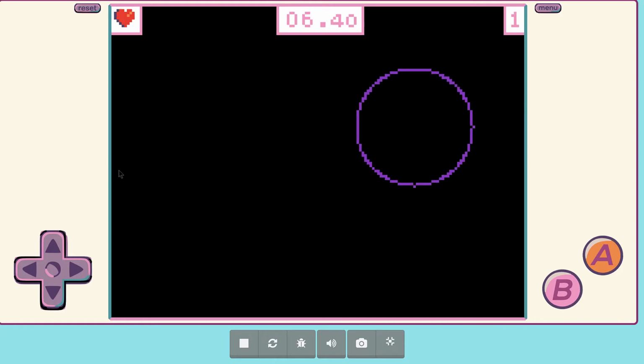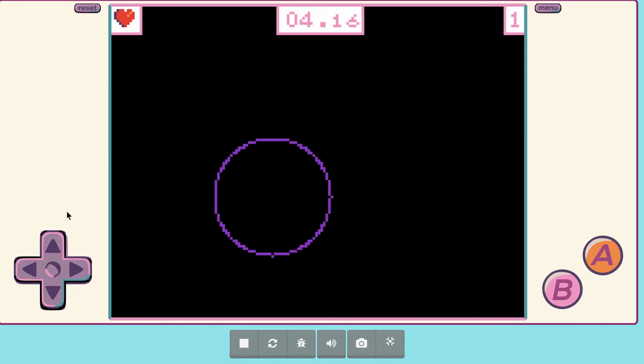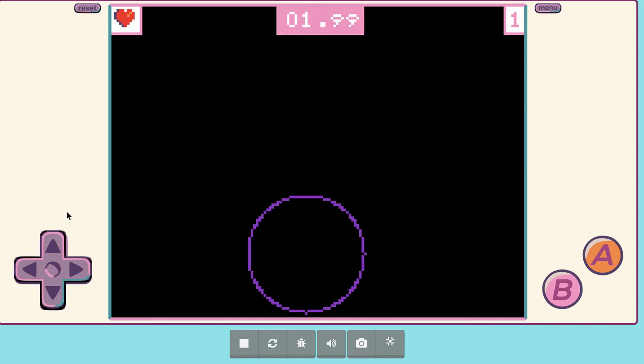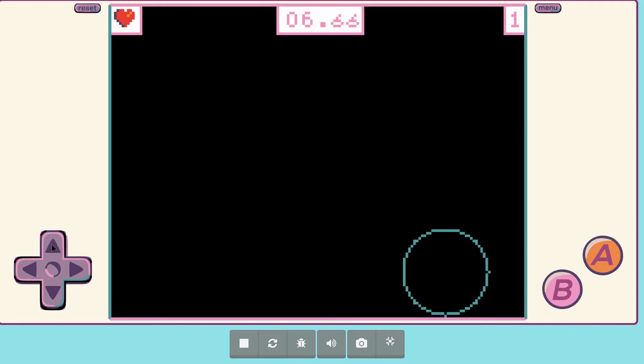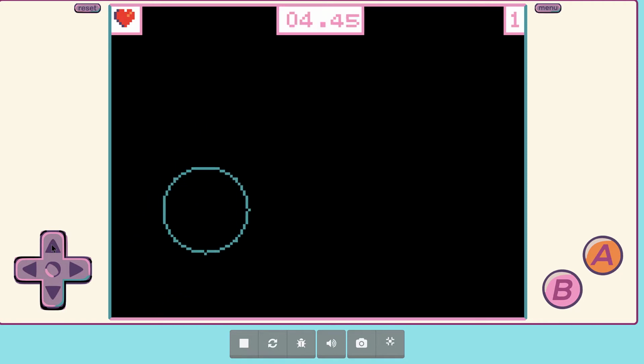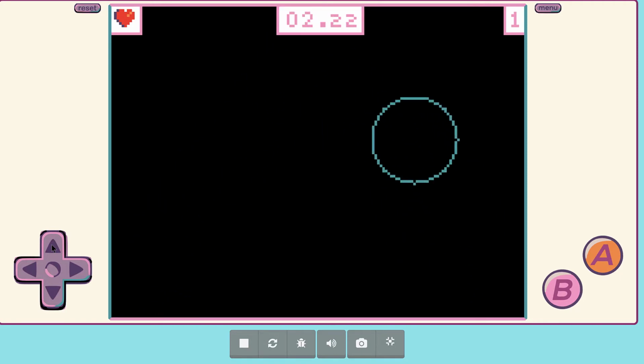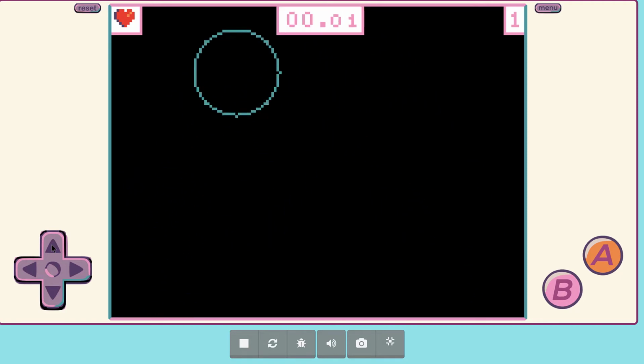Now, why did it remove the yellow one? Well, because the yellow one was moving more slowly than the purple one. Let's add another one. Now let's remove one. See, the blue one, or what color is that? Cyan, was moving more rapidly.